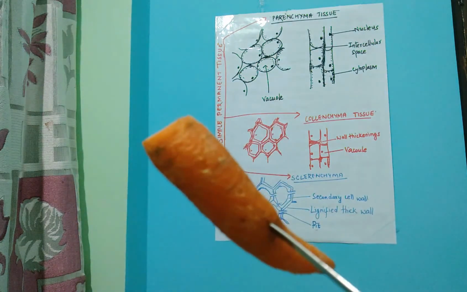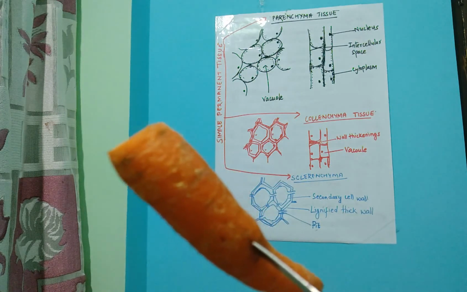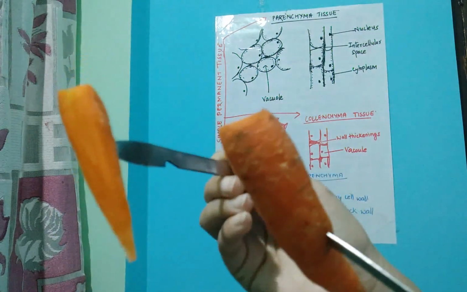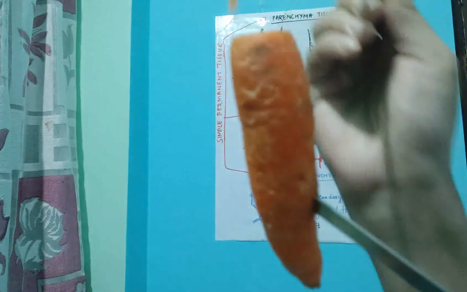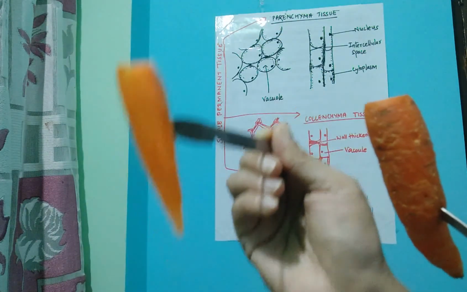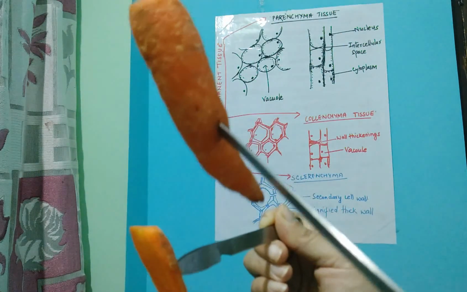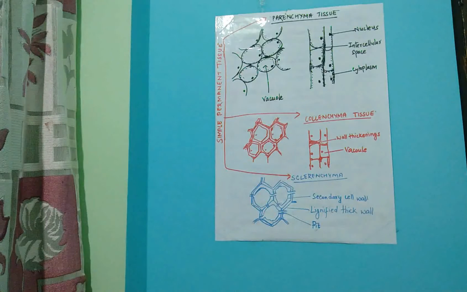Okay, and here you see another one. See here, this is the transverse section. I have cut from here only. Okay, I have cut from here like this lengthwise. So this is the longitudinal section of the modified root, that is your carrot. So same thing here. A sample of a stem is taken and it is cut in transverse section and longitudinal section. So that is why these are of two different types here.